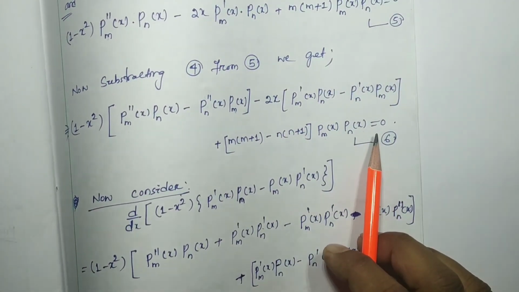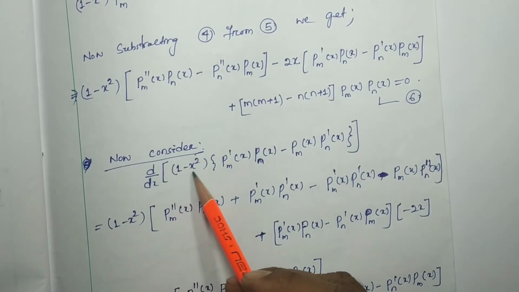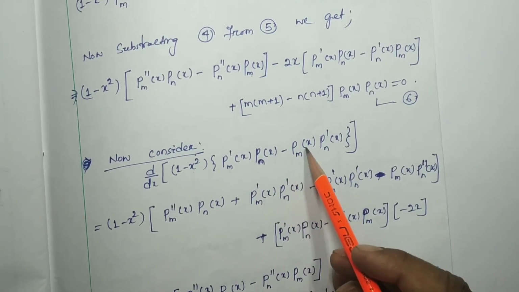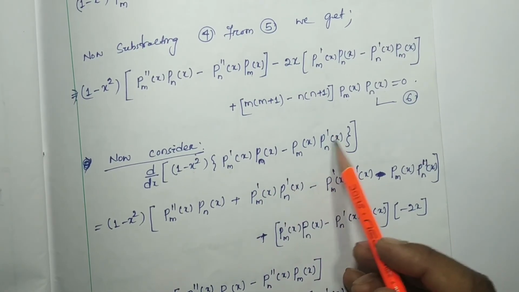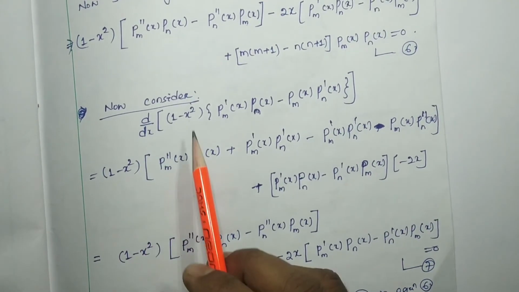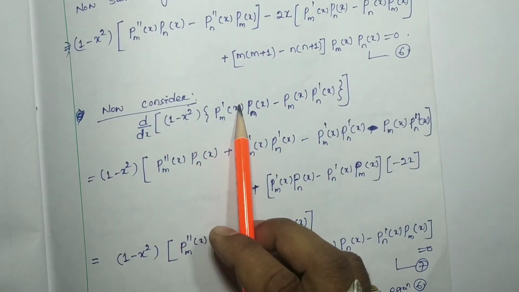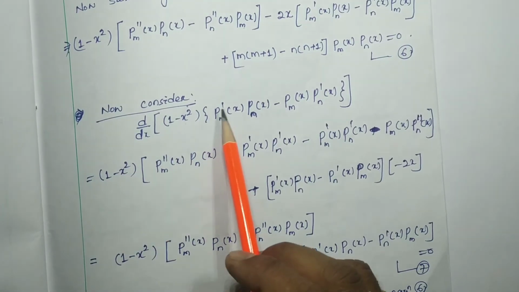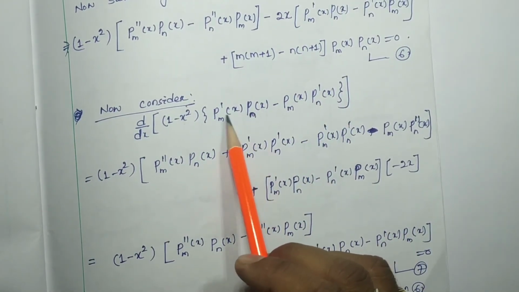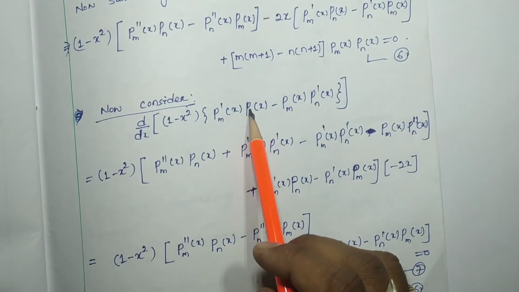Now we have to consider one derivative, that is, d by dx of (1 minus x square) times [Pm dash (x) Pn(x) minus Pm(x) Pn dash (x)]. What will be the value? Let's check. These two terms are a product, so we can first use the product formula: (1 minus x square) and this derivative, where Pm dash (x) and Pn(x) are both functions of x. Again we have to consider the product formula.